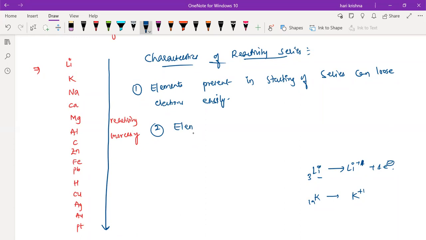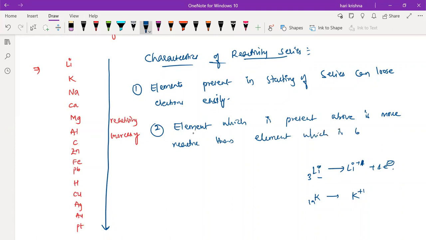So what is the second point here now? The element present above is more reactive than the element which is present below. What do you understand from this? So like, reactivity in the series decreases from top to bottom.